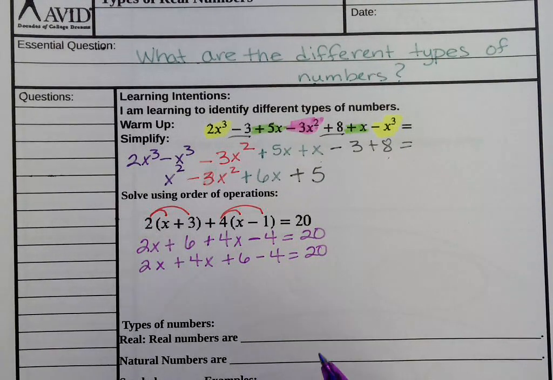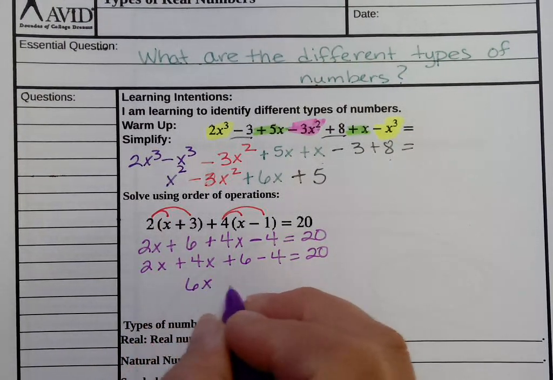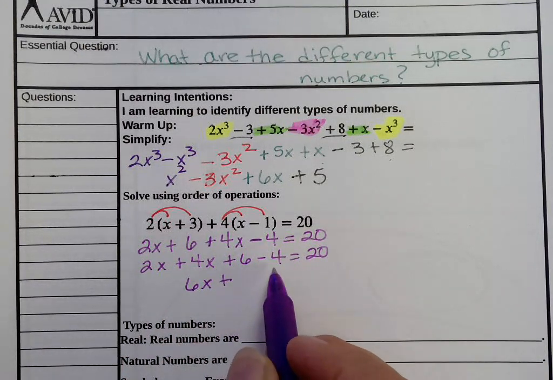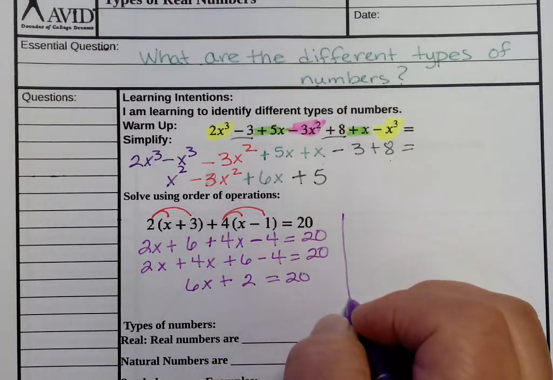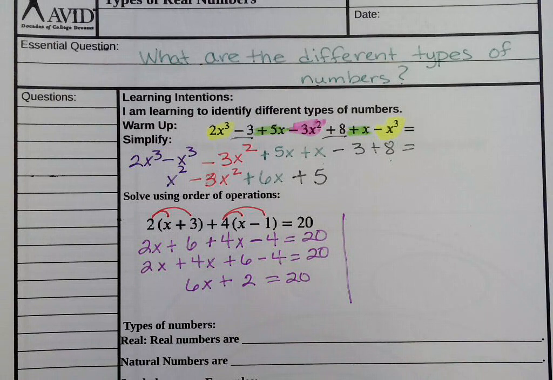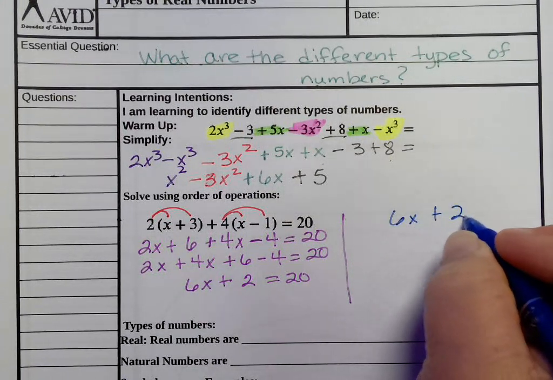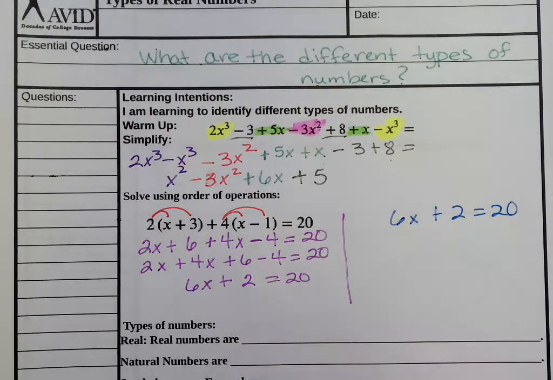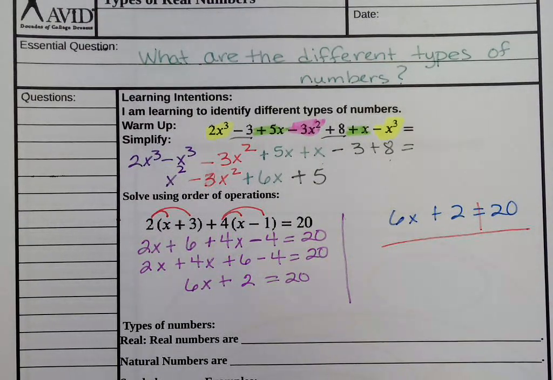Time to deal with the coefficients. 2 plus 4 is 6, so it's 6x, plus 6 minus 4 is +2, equals 20. Now I am ready to finish it up. 6x plus 2 equals 20. When you're getting started, make sure you give yourself the support where you draw the line through the equal sign, draw the line underneath. You're thinking about opposites.